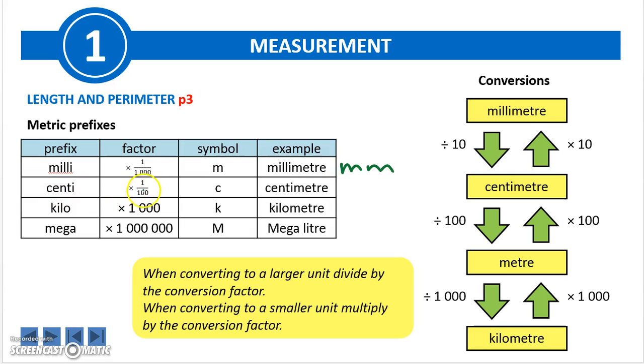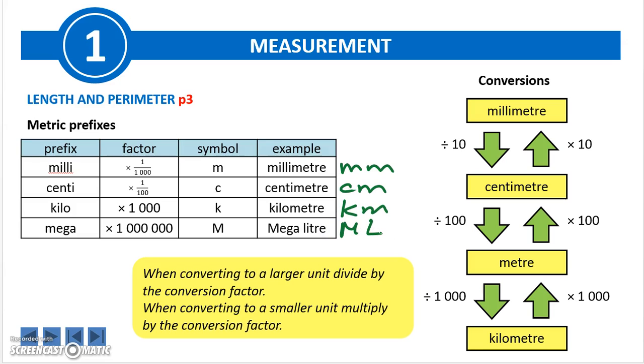Centi means 1/100th of a metre. And kilo means 1,000 times bigger than a metre. And mega means 1,000,000 times bigger than, in this case we're looking at litres, so it's megalitres.